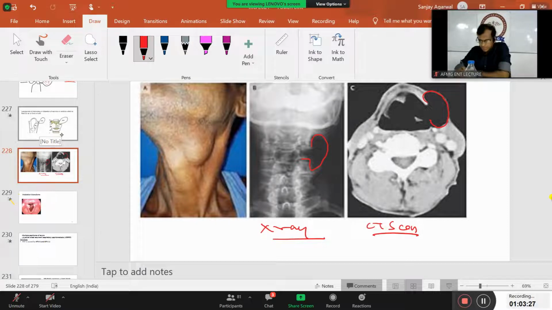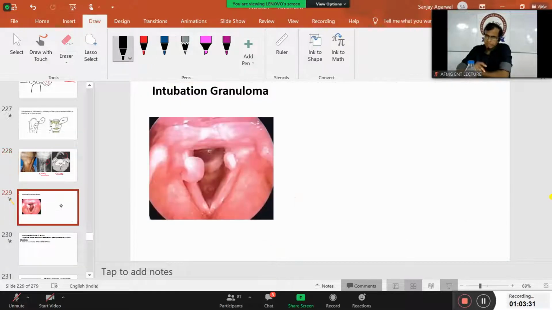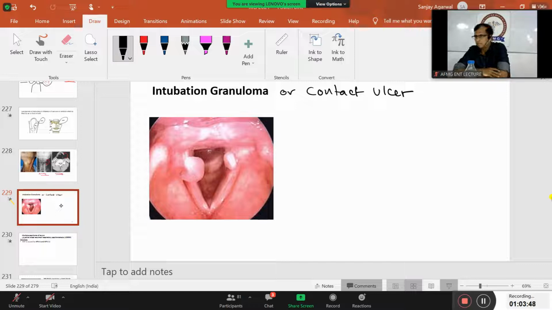And the last non-neoplastic growth is intubation granuloma. It is also called contact ulcer. Intubation granuloma and contact ulcer, same thing.